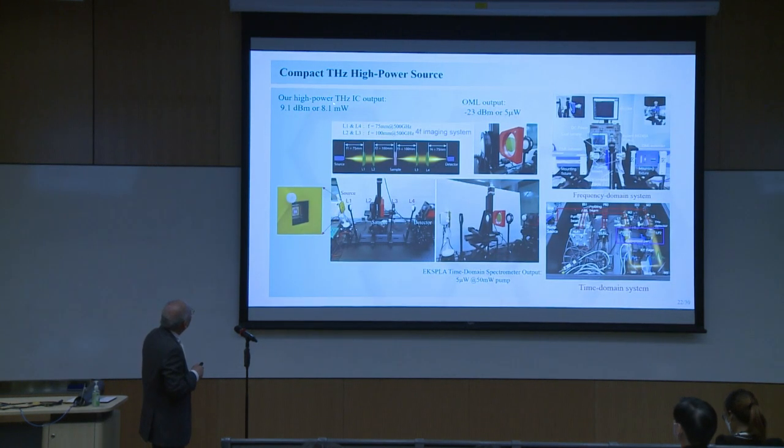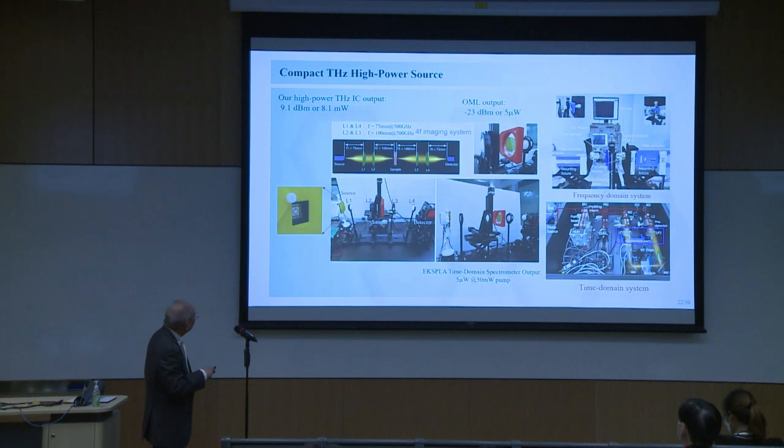Now, our output power of this IC is 8.1 milliwatt. This is a commercial and expensive terahertz extender. Its output is only 5 microwatt. So our output is 1,600 times that of the commercial and expensive terahertz frequency extender. And for the time domain spectrometer, again, the output power is very low. So because we have a very high power IC design, we can replace this module, this bulky transmitter, by our tiny chip.